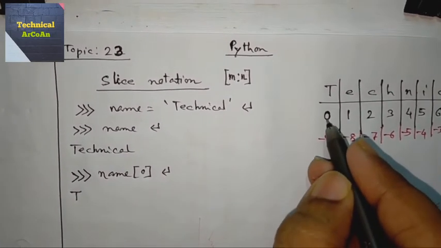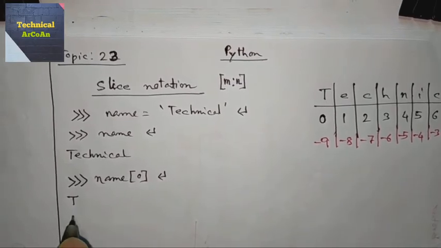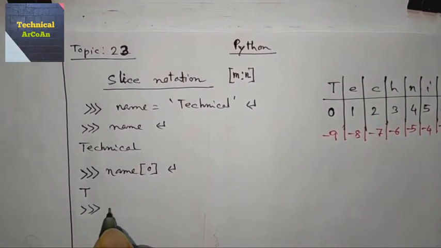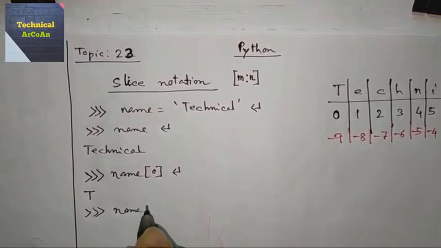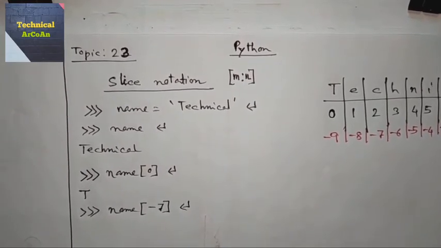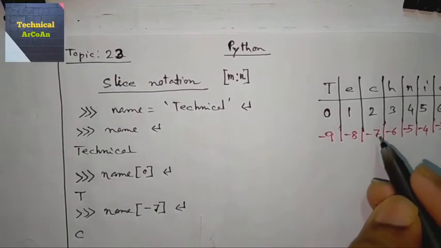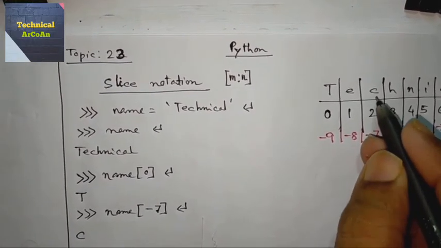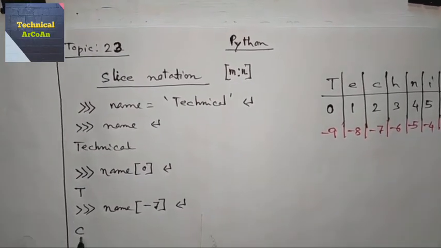Why? Because the 0th index character is T. Next example, suppose we write name and -7. So what will be the output? For the -7 index, the character is C. So that's why the output is C.